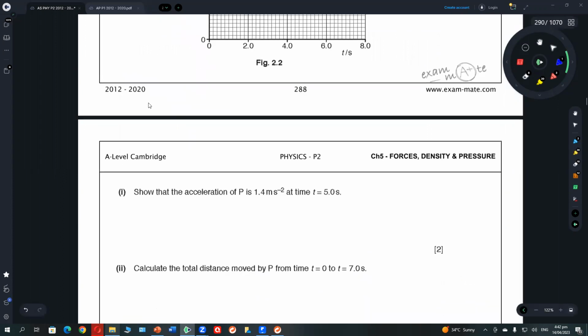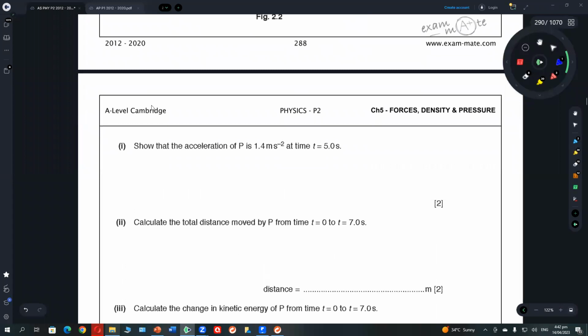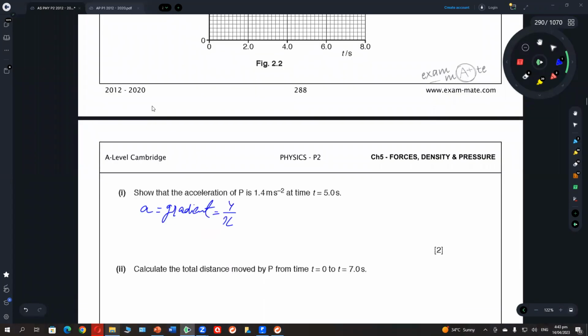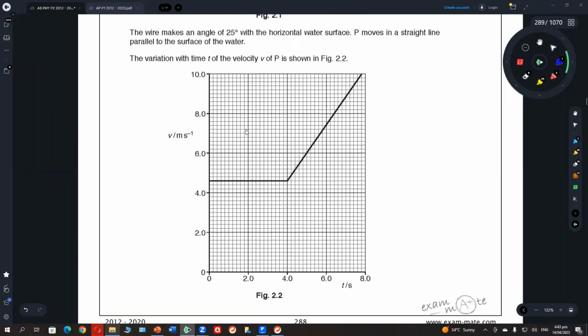Show that acceleration of P is 1.4 at time equal to 5. So acceleration would be the gradient. He says at 1.4, I think we should take at 5. 5 is in here, in between 4 and 6. We can take the gradient of this line, the whole line.